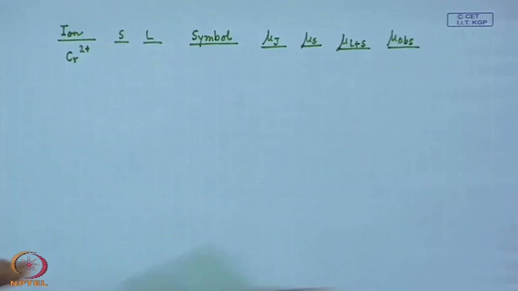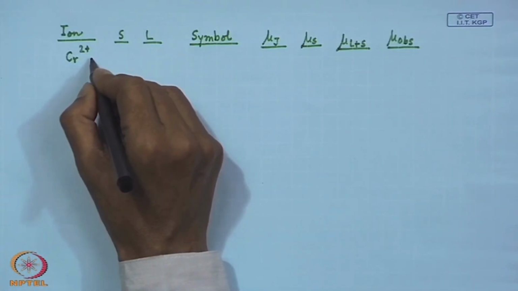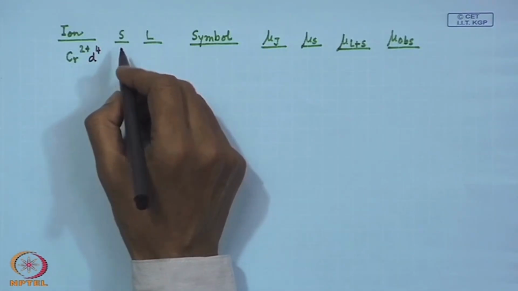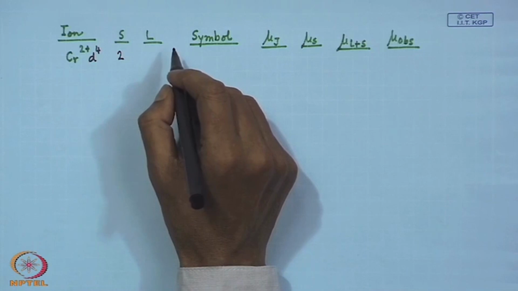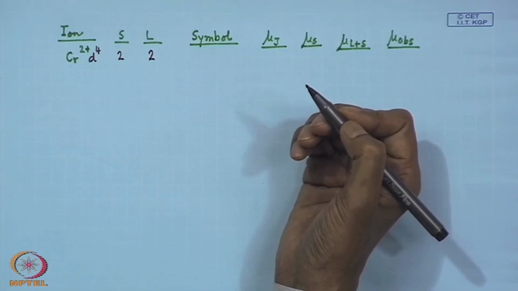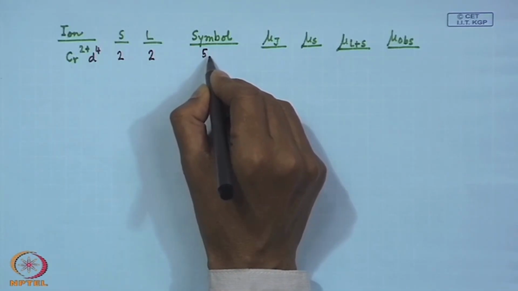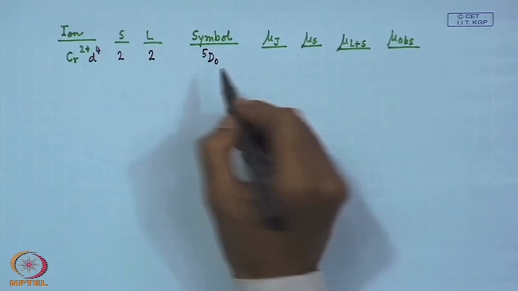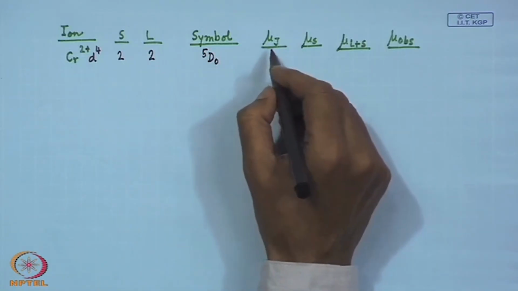So, when we have chromium 2 plus, which is a 3D4 ion, the corresponding ground state quantum number for capital S is 2, with respect to the 4 unpaired electrons, and the L value is equal to 2 for the electrons in the d level. The corresponding spectroscopic symbol, which we can find out from here, is 5D0, and we are considering the J value as equal to L minus S, not L plus S.